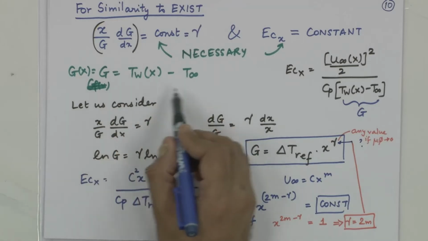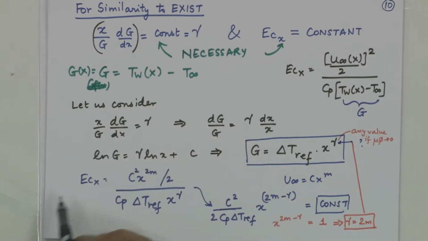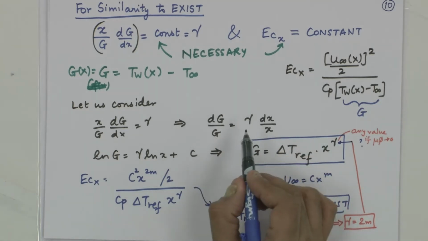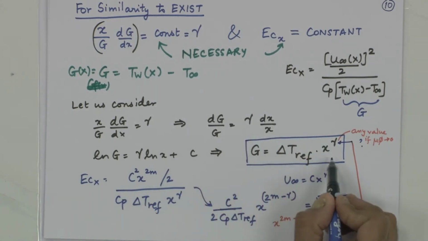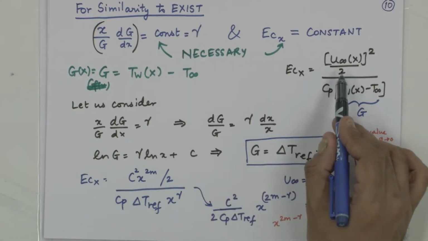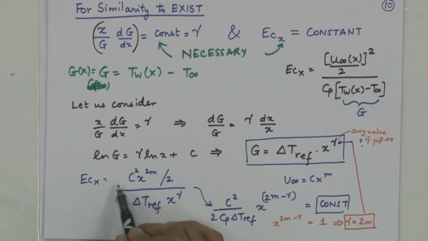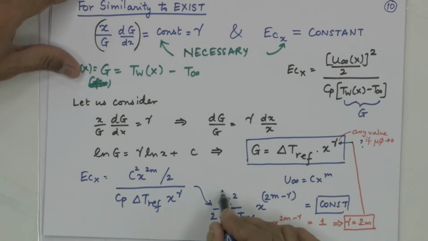We call this gamma, and we wrote g of x this way. So let us consider x by g dg by dx equal to gamma. We did the mathematical manipulation of separating the variables, and we said g is equal to delta T reference times x to the power gamma. We looked at the Eckert number. This is half u infinity squared, which is half of (c x to the power m) squared, which is c squared x to the power 2m, over c_p delta T x to the power gamma. When we simplified, we came up with this form.